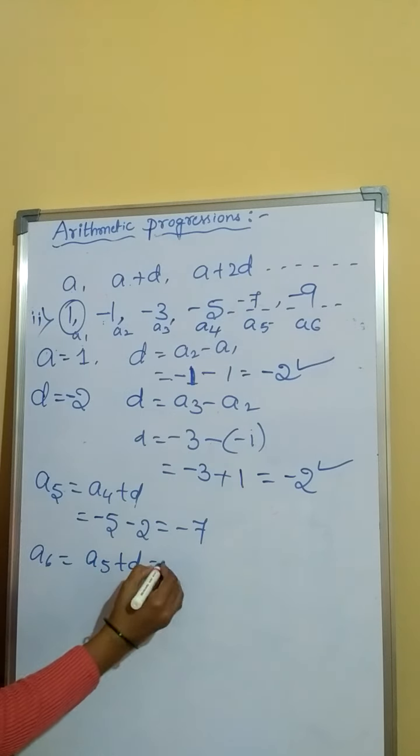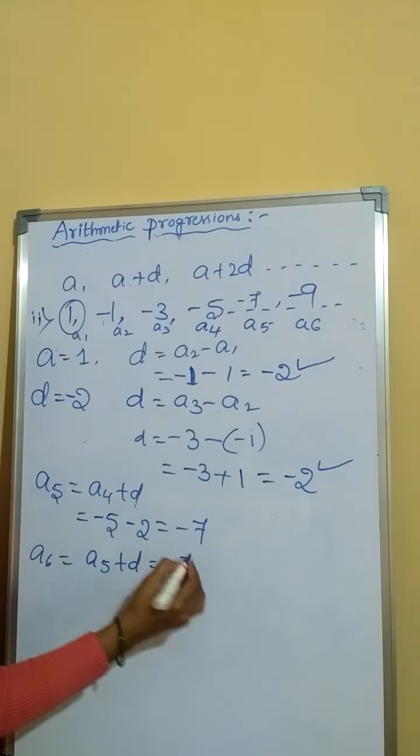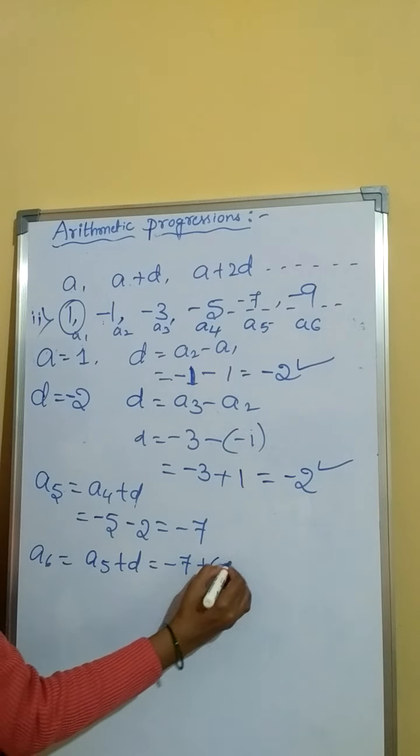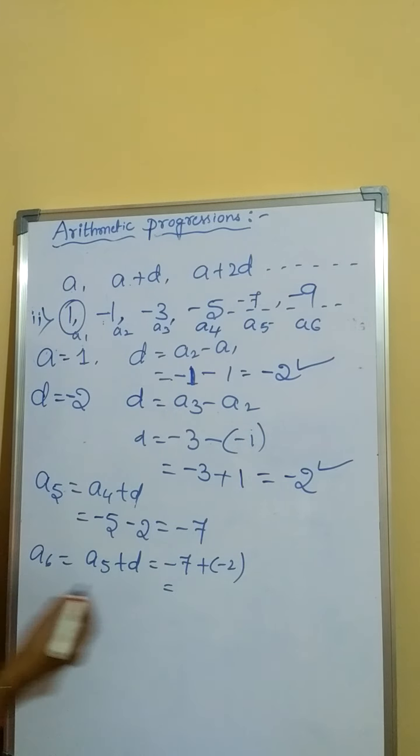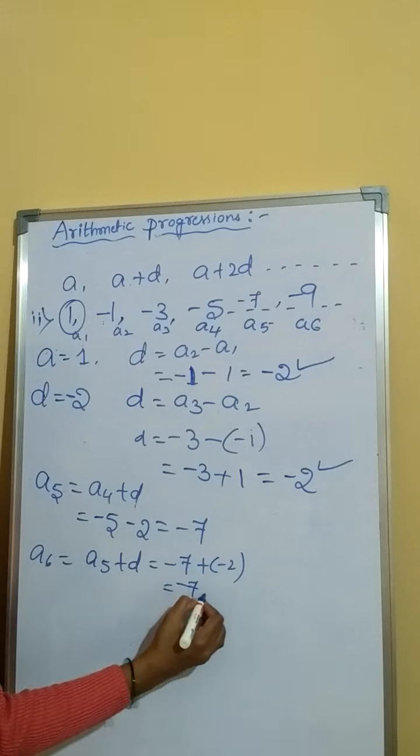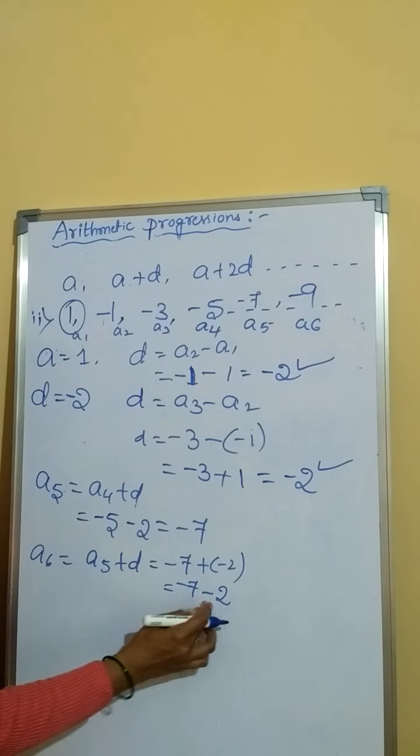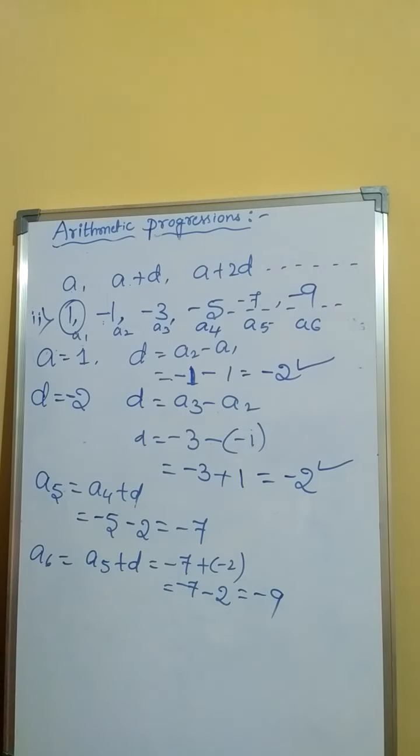A5 is how much? Minus 7, and D is plus of minus 2. We can simplify like this also. So minus 7 plus into minus, minus 7 minus 2. We got minus 9 as the sixth term.